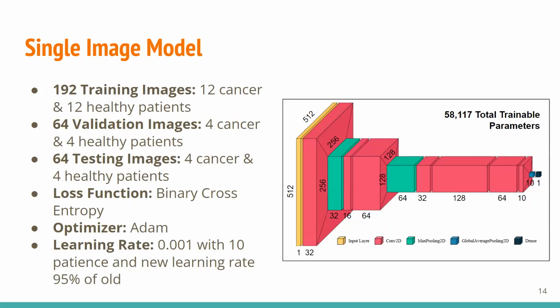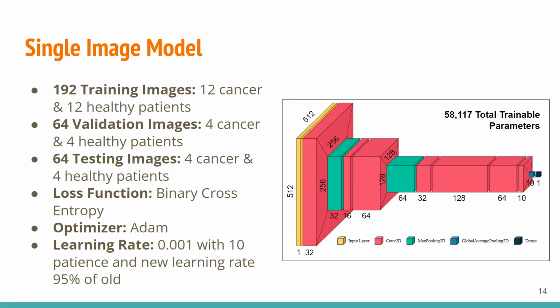So we had two different models. The first is a single image model. How we split it up was we had 192 training images, so 12 cancer and 12 healthy patients. We had 64 validation images, 4 of each category, and then 64 testing images, 4 of each category. And we can see our model representation on the right here.